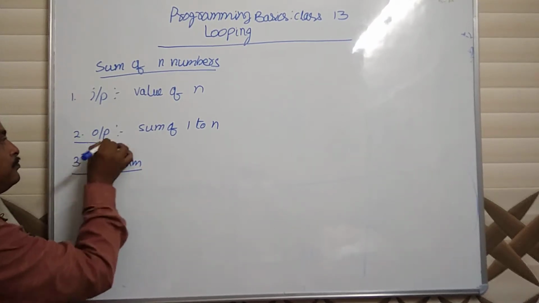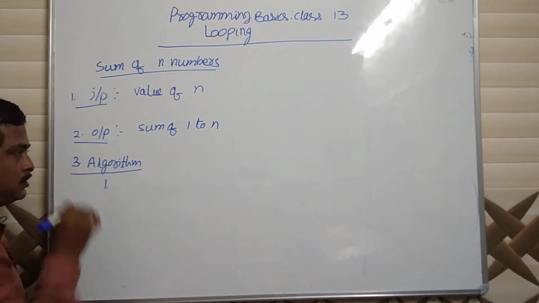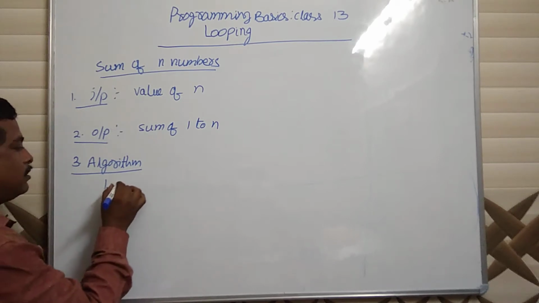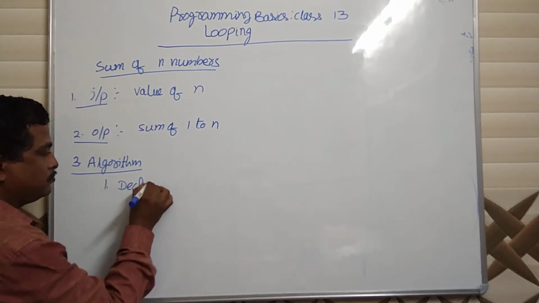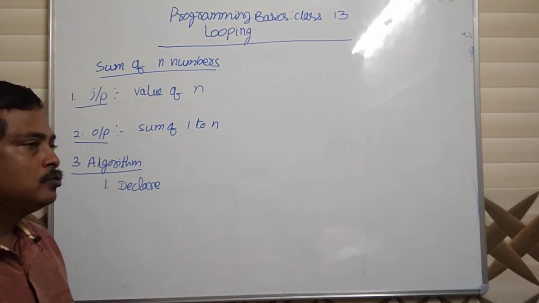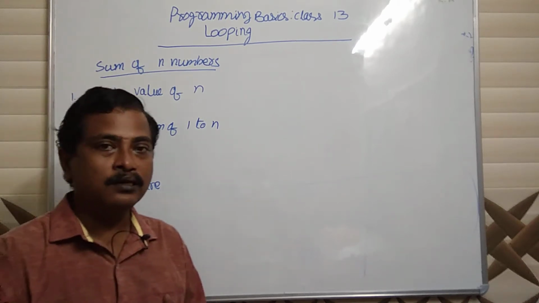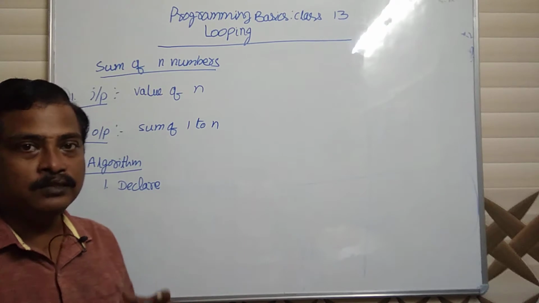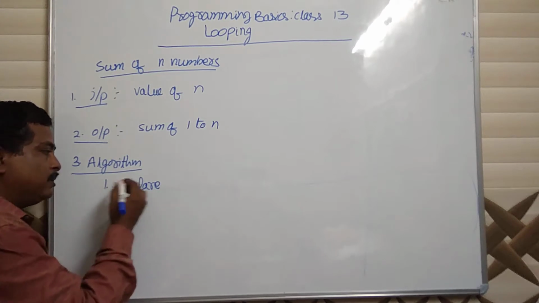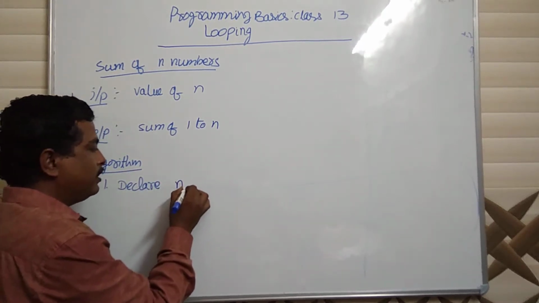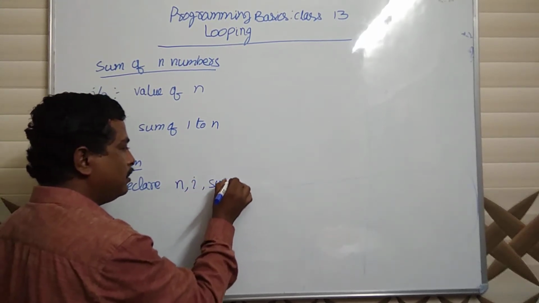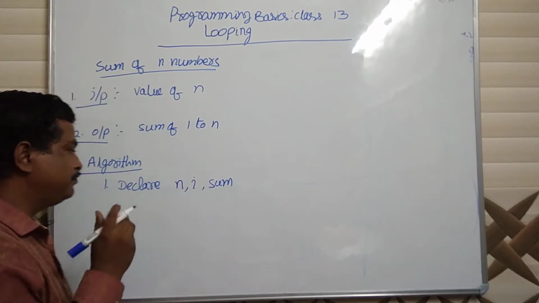Now in algorithm, the step 1 is, first I have to declare some variables. If you are going for C language, you have to declare at the starting point. If you are going for C, C++, Java, Python, anywhere you can declare. So in algorithm, I am declaring initially only. I need a value of n. I need a loop control variable I. I need a variable to store the value of sum.